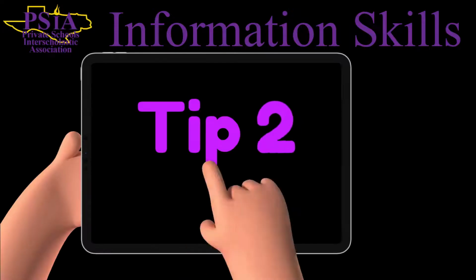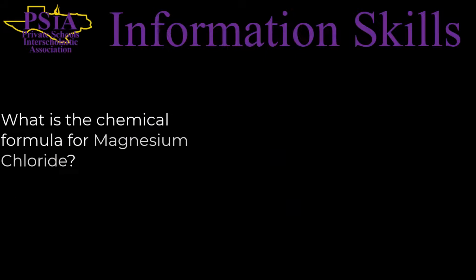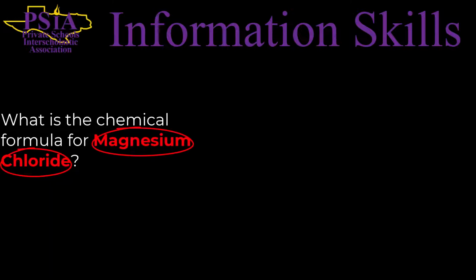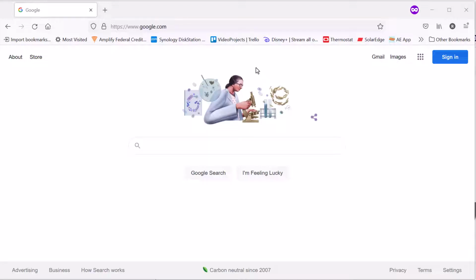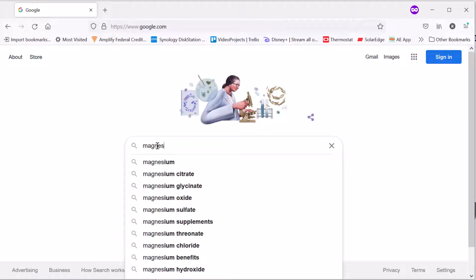Tip number 2. Use short phrases. For example, if the question asks what is the chemical formula for magnesium chloride, you could type in, what is the chemical formula for magnesium chloride? Whew! But that is a lot of typing. Instead, pick out the most important words or short phrase from the question. Here I am going to start typing in magnesium. And before I type in the full word, it brings up the next tip.